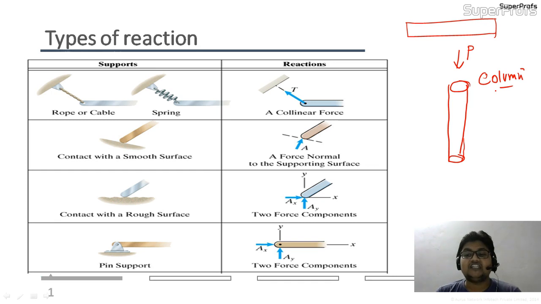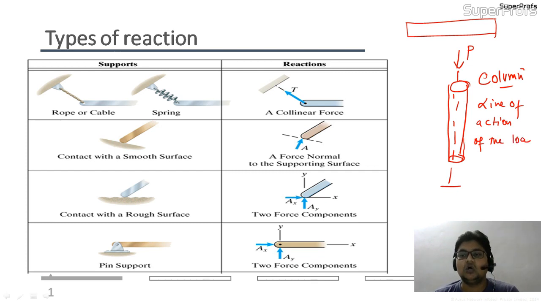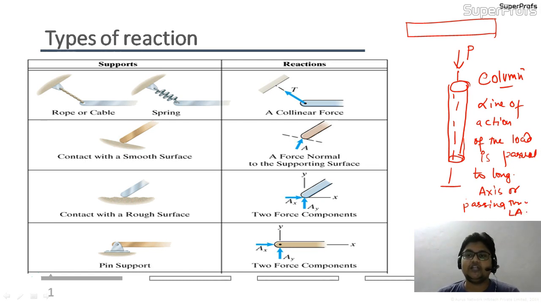In a beam, you will always find a transverse load acting, meaning the load is always perpendicular to the longitudinal axis. But in the case of columns, the load will be passing through the longitudinal axis, or sometimes there may be some eccentricity, but the line of action of the load is parallel to the longitudinal axis or passing through the longitudinal axis. Then we will call it a column. I think this is very clear to you, whenever you will be defining a beam and where you will be defining a column.